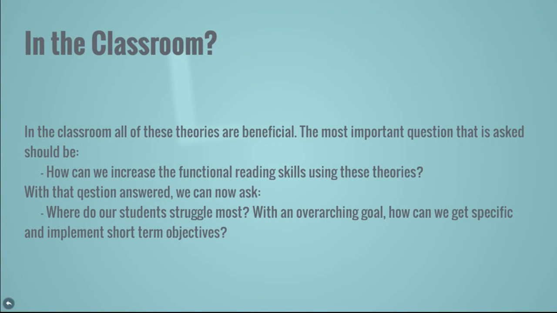So, what are the implications of these theories in the classroom? First off, I'd like to ask the overarching question: how do we increase the functional reading skills of our students using these theories? Separately, I'd like to say that with operant conditioning theory, we can reward our students for the reading skills that will help them become better readers. We need to be aggressive with our rewards and our positive reinforcement.